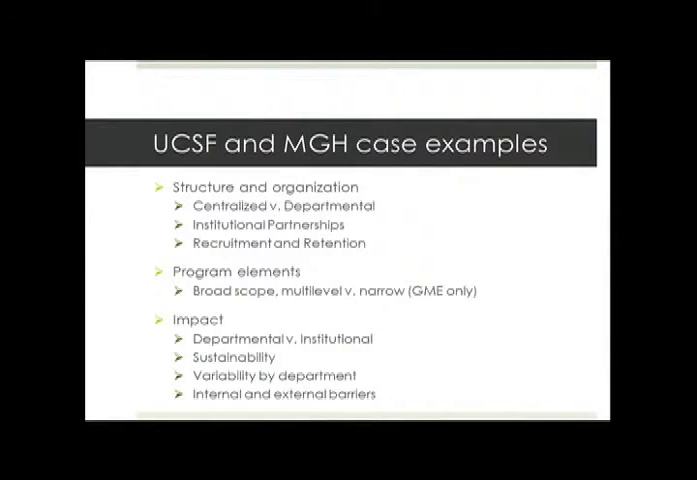The session of note, for me anyway, was one where there was a comparison of programs. One that was largely hospital-based, initiated and based by Mass General. The other that was more departmental-based, UCSF, and how they did over the course of the past 6 to 10 years comparatively. A few points to be made.